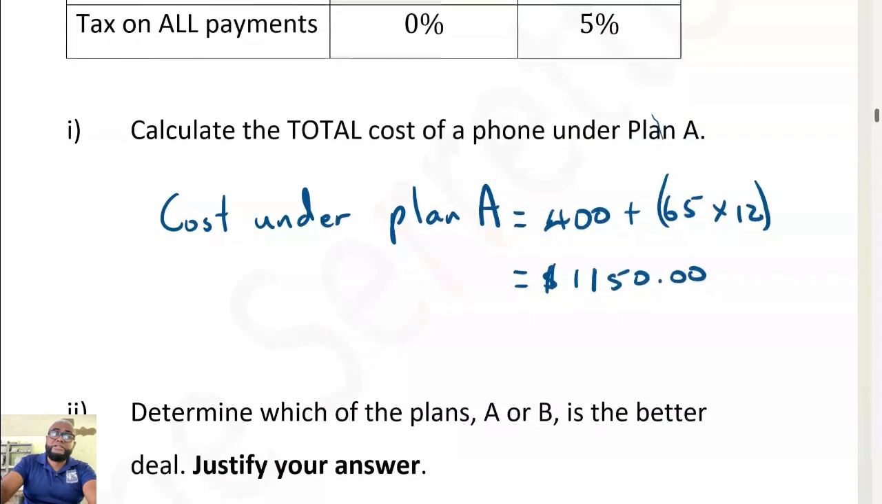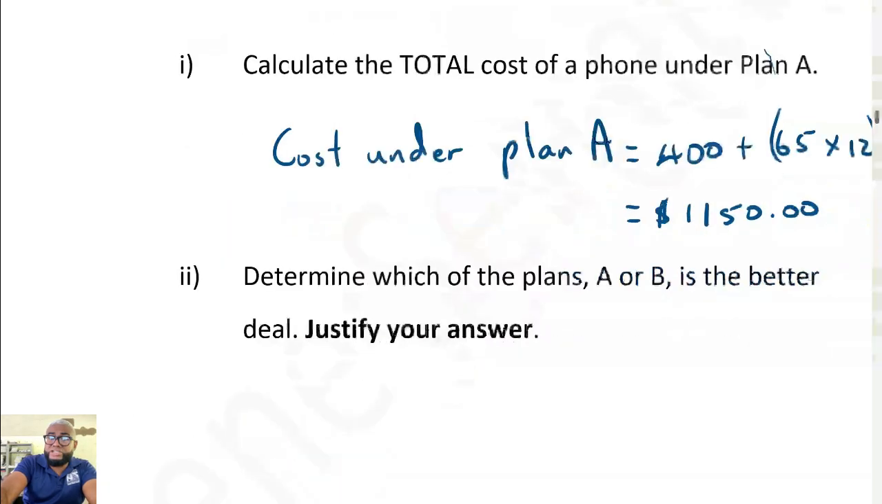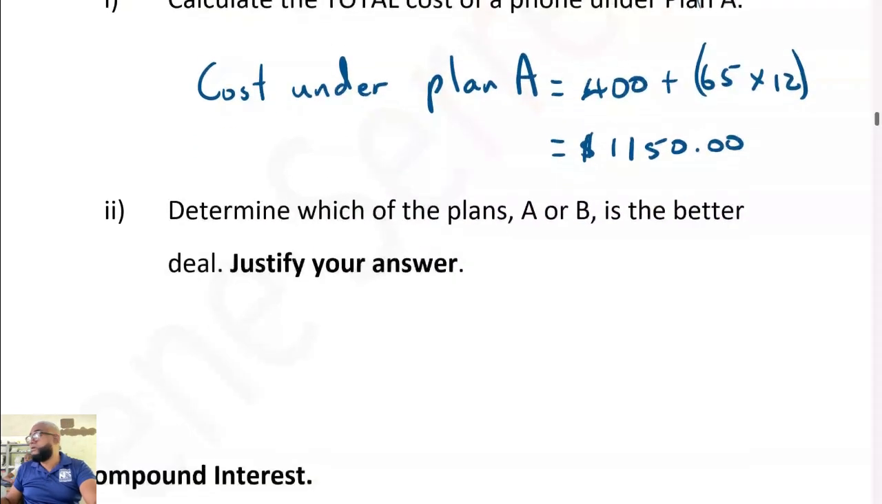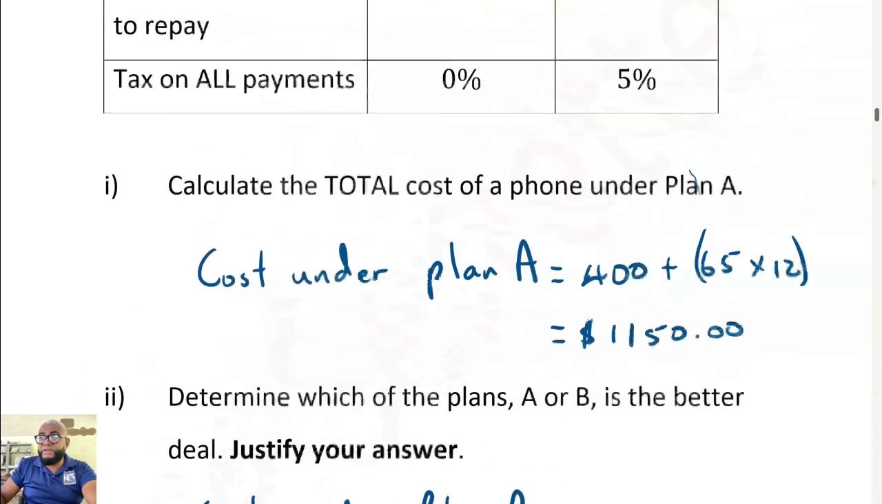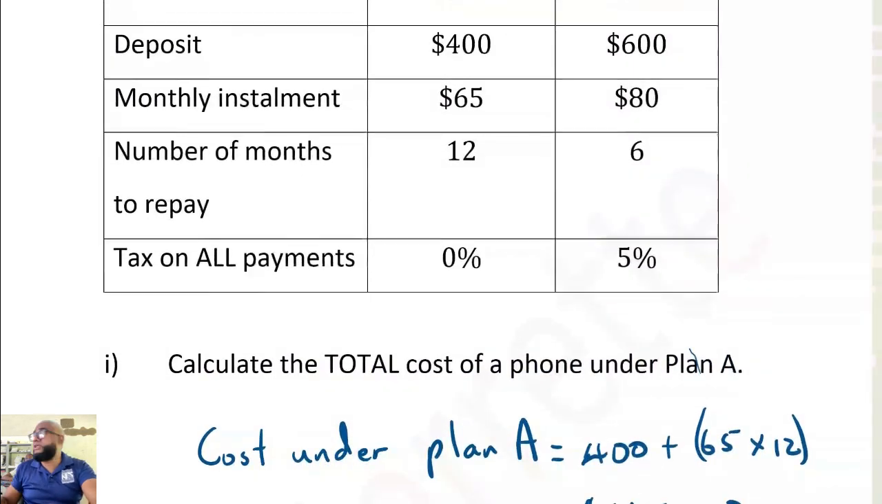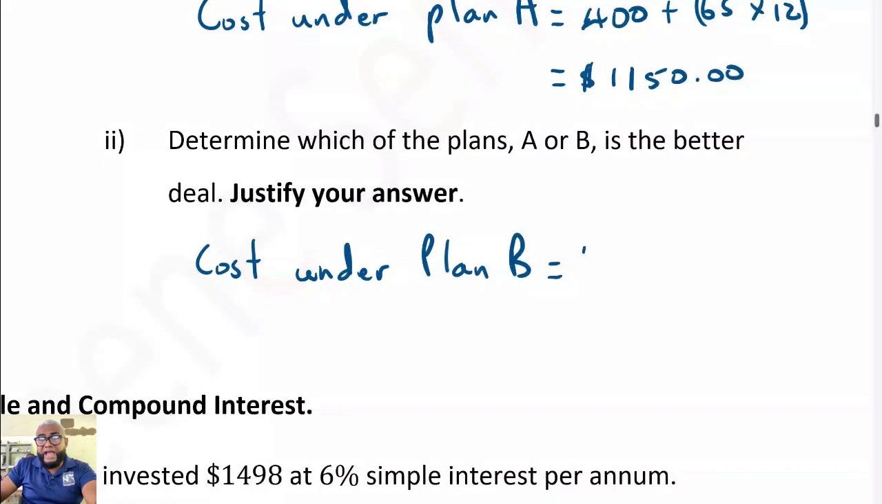Let's work. Determine which of the plans, A or B, is the better plan. Well, the better deal. Justify your answer. So your justification for your answer will be your working for Plan B. So let's find the cost under Plan B. Point to note, this plan has tax. So let's just work out the hire purchase price, right? And then we'll calculate the price after tax, okay? So we have to do the hire purchase price plus the tax, okay?